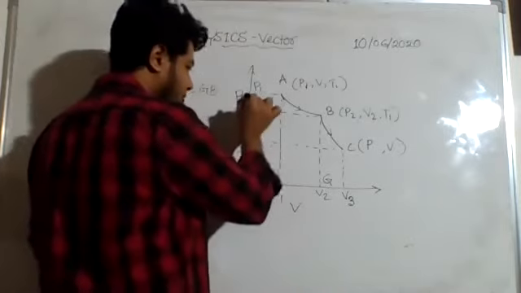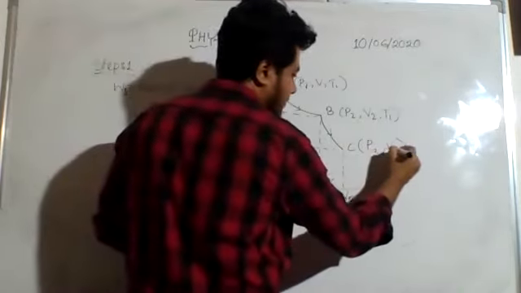As the volume expanded, the pressure has dropped down. So it is the P3, V3 point.